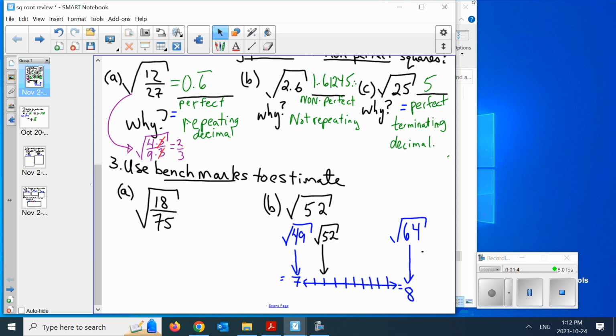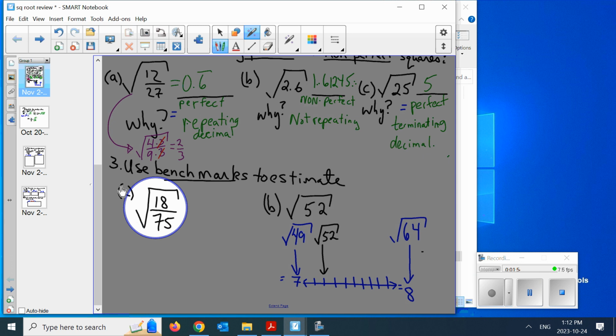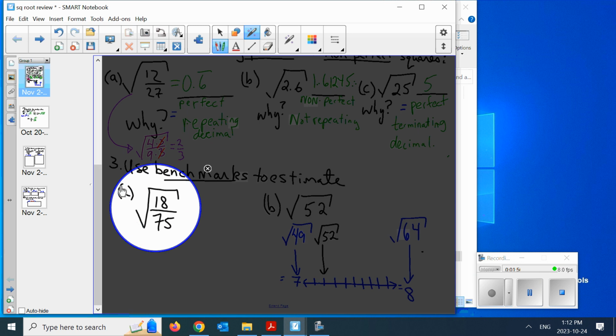Write down "use benchmarks," because this is exactly the problem you're going to have. Write this one down, and we'll do it first. Pause, this doesn't take long. Just say use benchmarks. We're going to do it together.